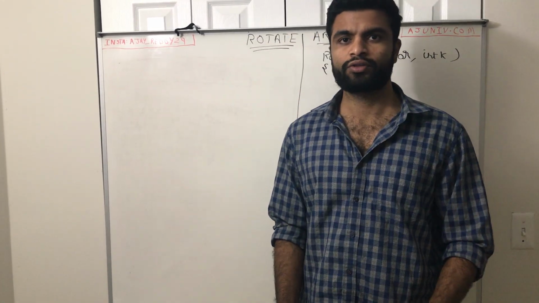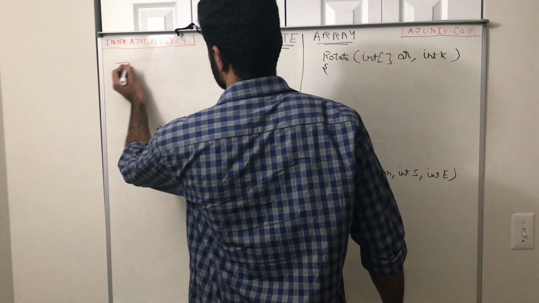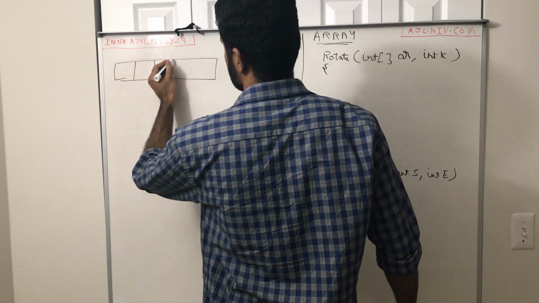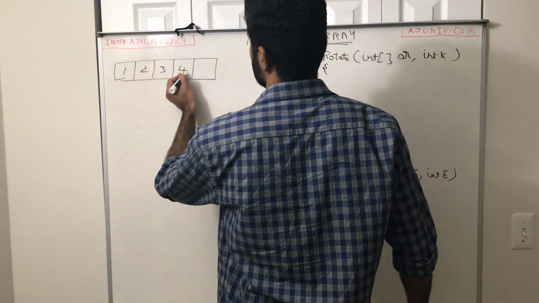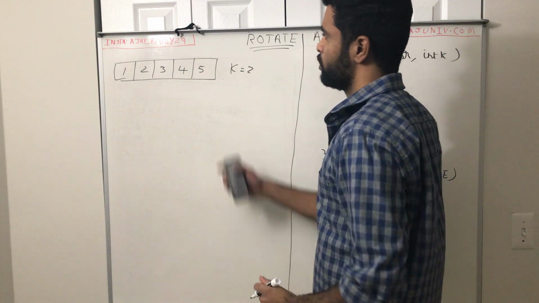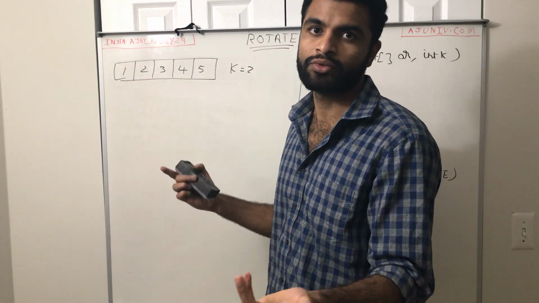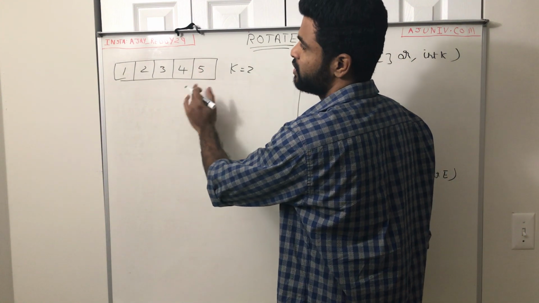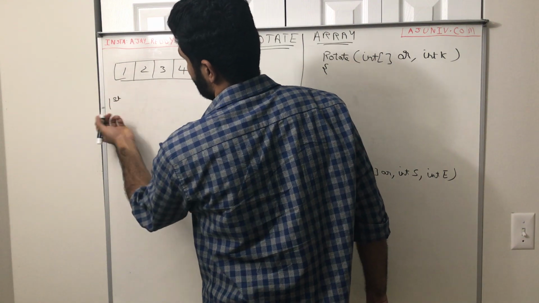So in this video I'm going to explain the problem called rotate array. Suppose you are given an array of integers like 1, 2, 3, 4 and 5, and you are given k equal to 2. Then you have to rotate this array from the right side 2 times, k times. That means each time you have to move the last element to the first index. So let us see how we can do that.